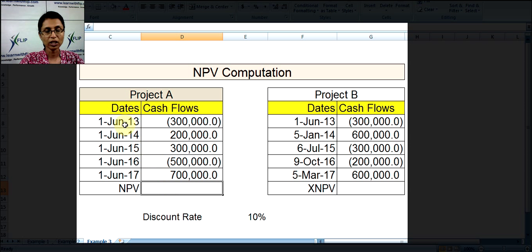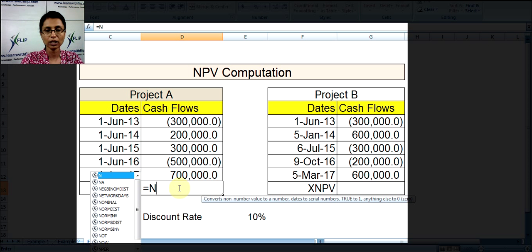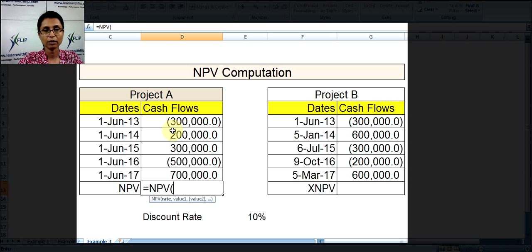So for the first one, it's at periodic intervals, no problem. We'll use the NPV function. So NPV, open brackets. I'm taking all the future cash flows and I'm adding the present cash flow outside of that, because I have missed the rate. So here's the rate and there you go. And what is the NPV? It's 2,32,204.